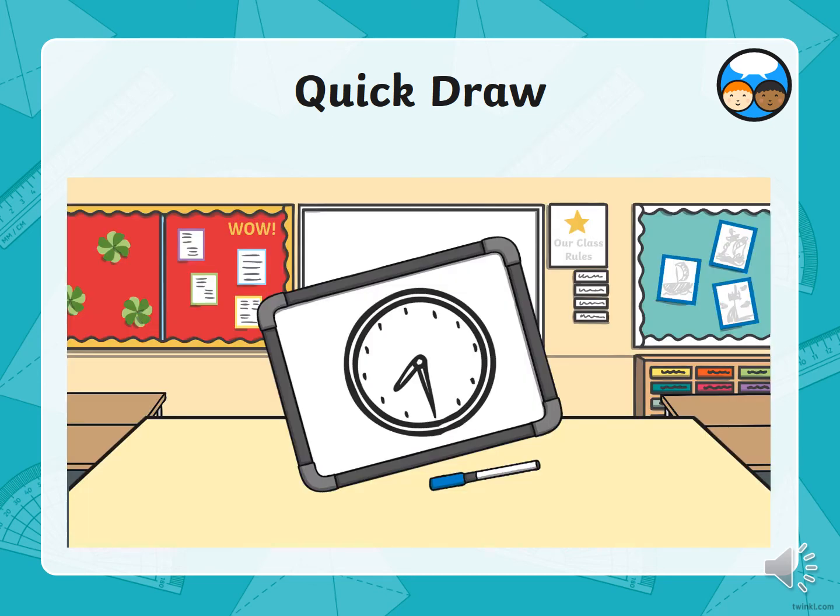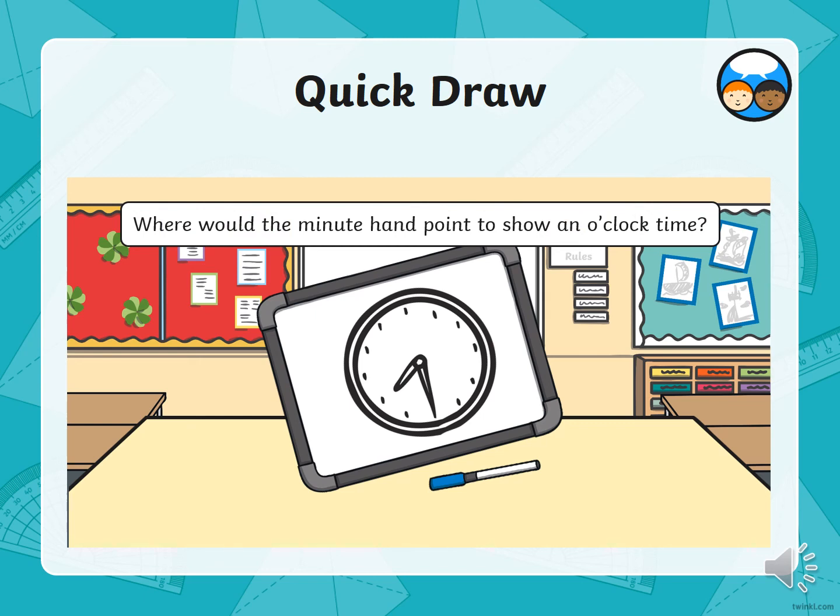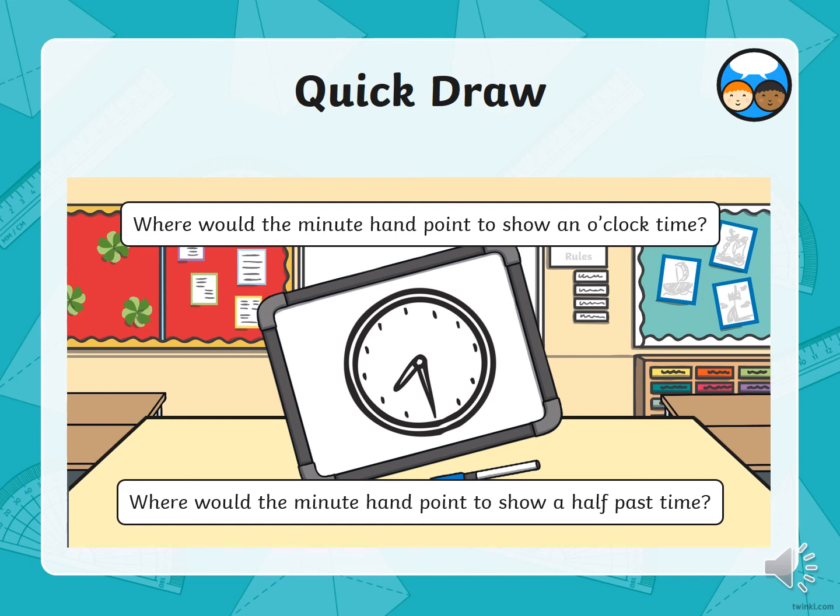Let's draw some times. Where would the minute hand point at an o'clock time? Would it point at the 6 or would it point at the 12? It would point at the 12. Where would the minute hand point to show a half past time? Now that's something new and we haven't learned about that yet, but I'll tell you a secret. For o'clock, the big minute hand points at the 12, and for half past, the big minute hand points at the 6, which is halfway round the clock.